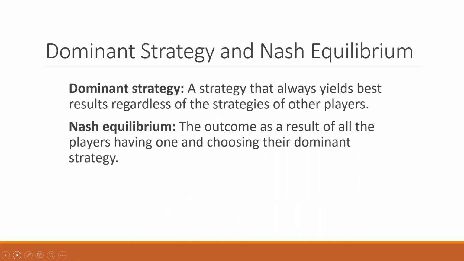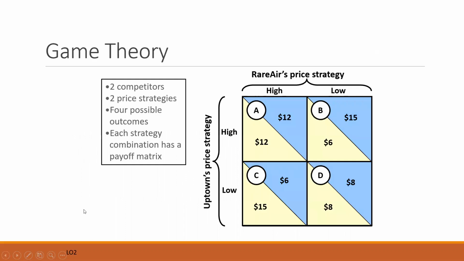Not necessarily that that's the best outcome. What could be the best outcome? The best outcome in this case is if they cooperate. If you go back to the previous slide, if they cooperate, they can actually end up with the outcome of A, where both can get 12 and 12 profit.